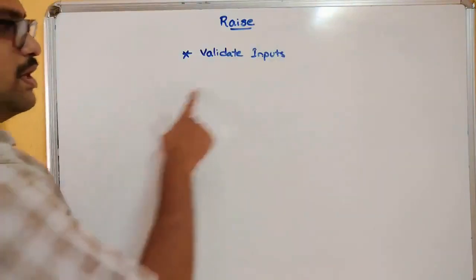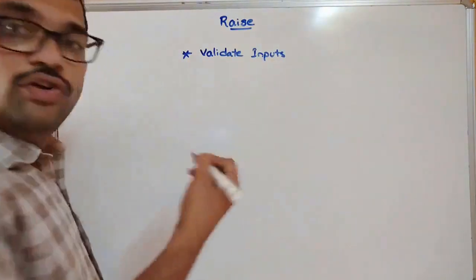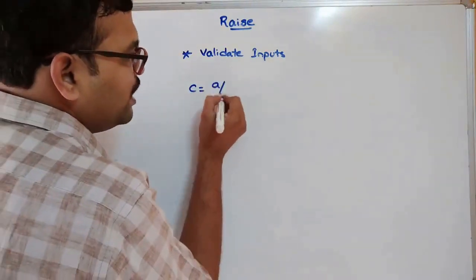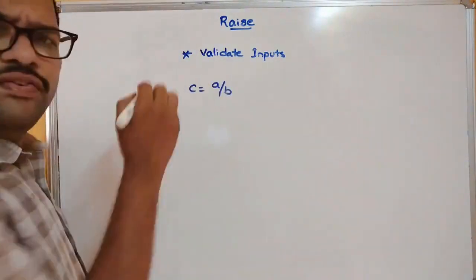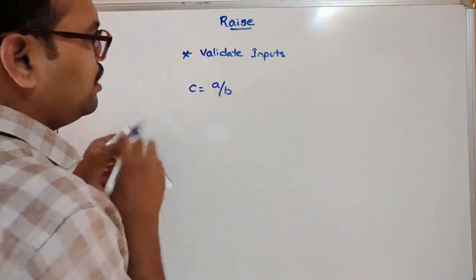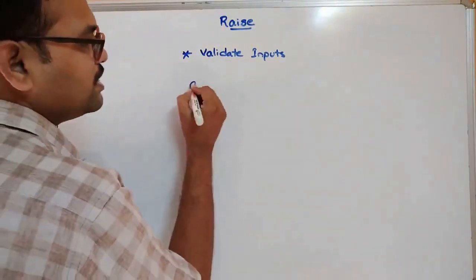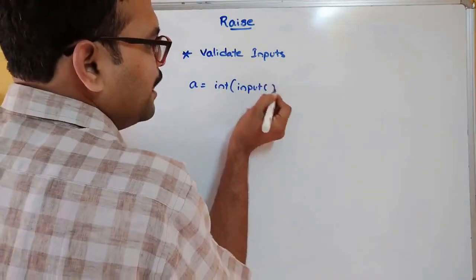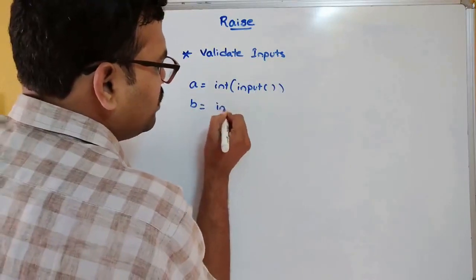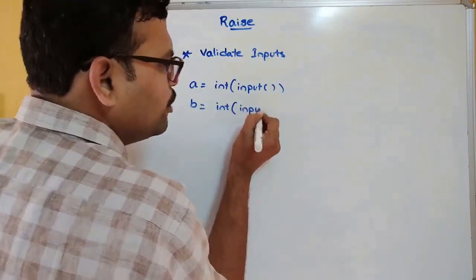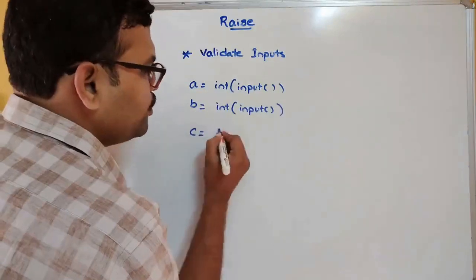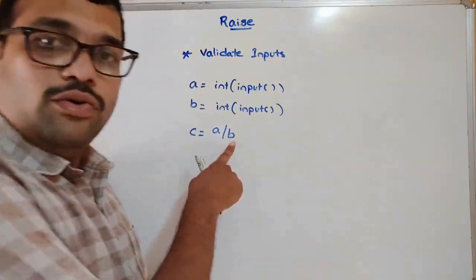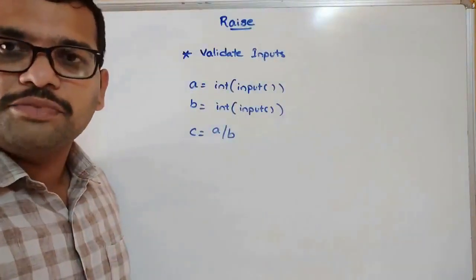Right? So I will tell you the example. Let us take the zero division error which we have seen in the previous session. So C is equal to A divided by B. We are taking two different inputs, so before this expression, we take A is equal to int of input, and similarly B is equal to int of input. So we are taking two inputs and directly executing the expression A divided by B. And whenever B is 0, it will automatically raise the exception.